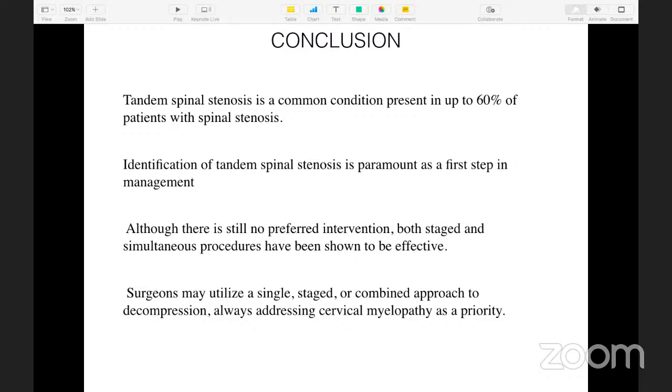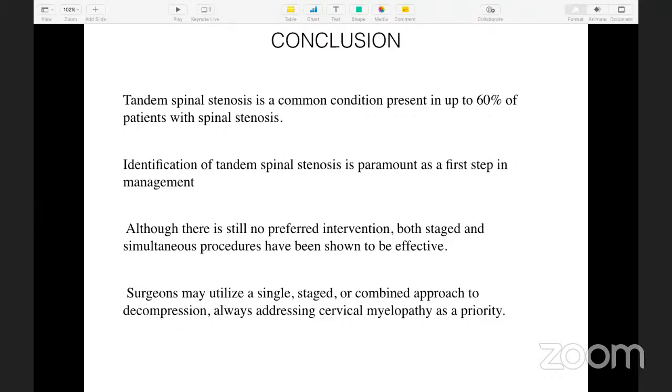So now it comes down to, basically, cervical always takes the priority. If you feel that the lumbar is a small component, you can just do the cervical and wait for some time before you do the lumbar. And in up to 50 to 60% of the time, you'll be surprised that the lumbar component has decreased and they don't need a lumbar spine surgery at all.